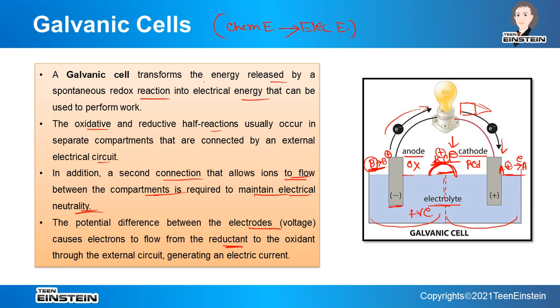So the basic things that you have to remember: anode is present, cathode is present. In the anode there is an oxidation reaction, in the cathode there is a reduction reaction. Both are dipped in separate compartments, and there is an outside connection through the electrical circuit, and a second connection between these two compartments, which is mostly known as the salt bridge.